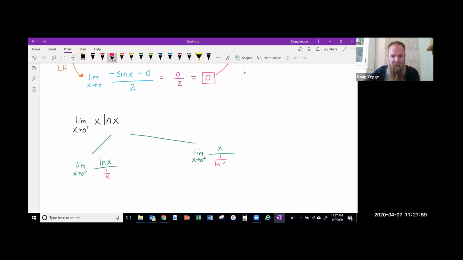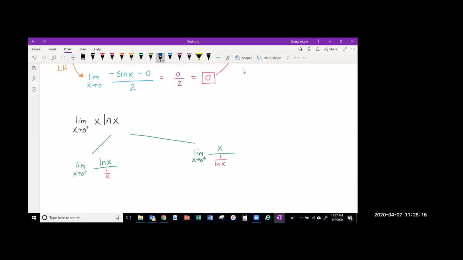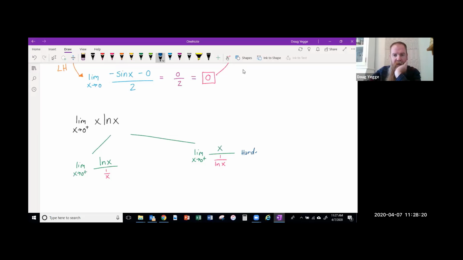So it doesn't matter which one you choose to turn it into, but sometimes you'll notice that one is easier to deal with than the other. So in this case right here, what's easier to differentiate? 1 over x or 1 over ln of x? 1 over x. Definitely. You can already see that this one right here is a little harder, so that's why I'm not going to do that one.